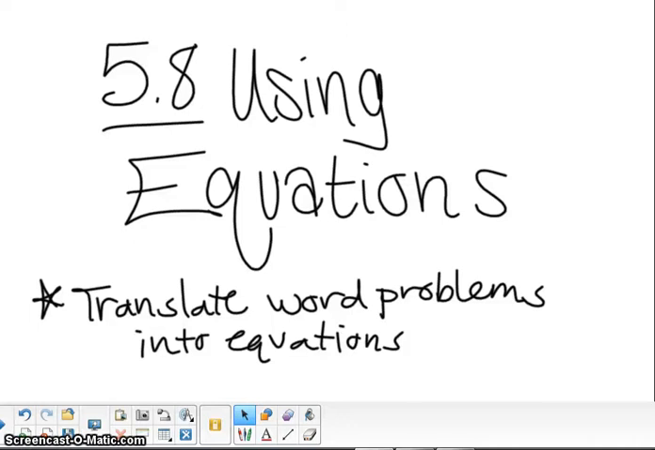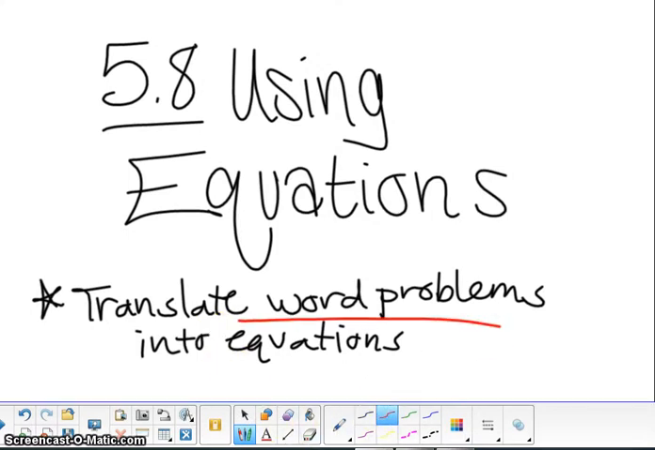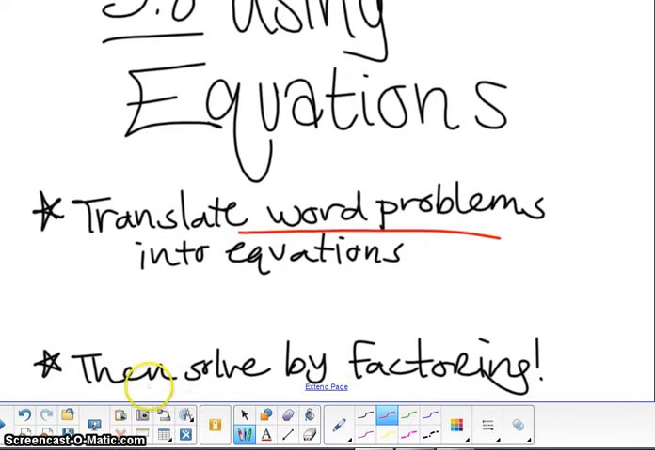Hi, this is Mrs. Slater, and in 5.8 we're going to be using equations. And with those equations, they are going to be coming from word problems. And then after we translate those word problems into equations, then we're going to use factoring to solve each.